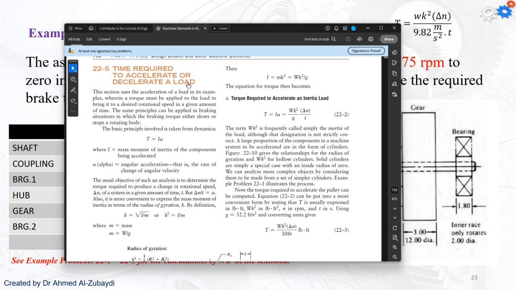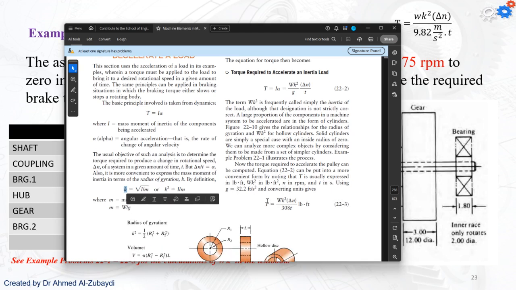To calculate the time required to accelerate or decelerate the load, first find the moment of inertia for every single part, then divide by the mass and take the square root, and you will find the radius of gyration. Then you know the W, which is the weight, and you find the value for WK square. That's it. So to calculate the torque, this will be the equation.